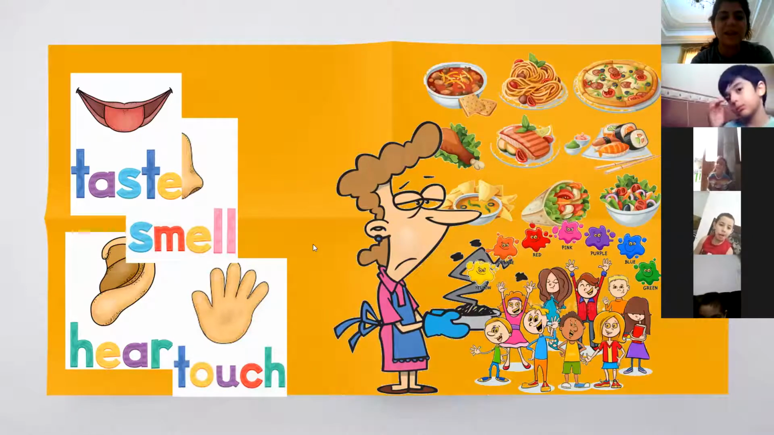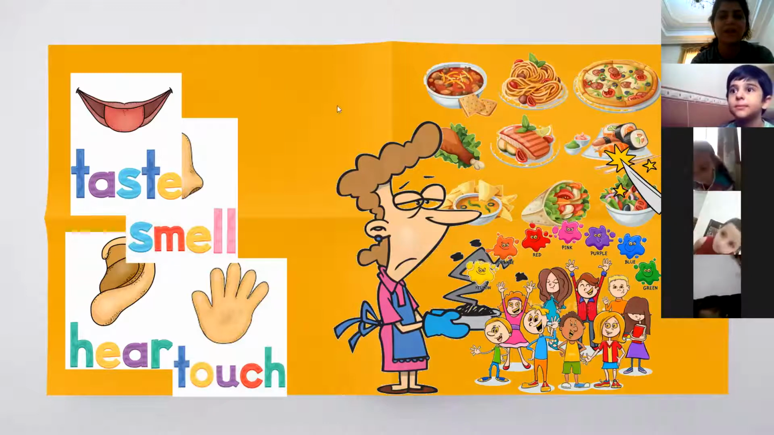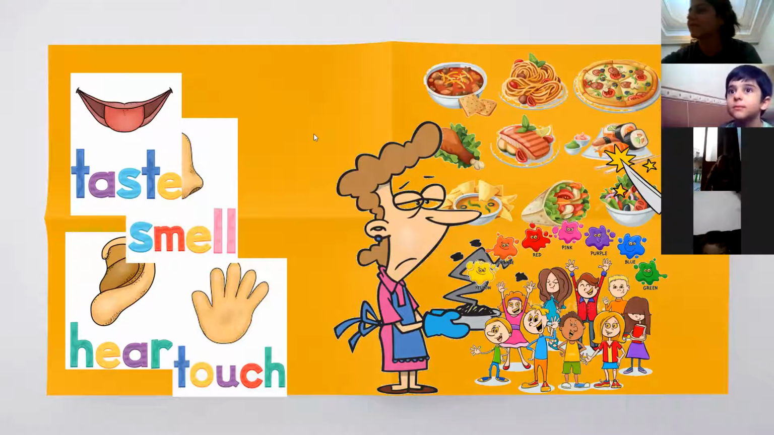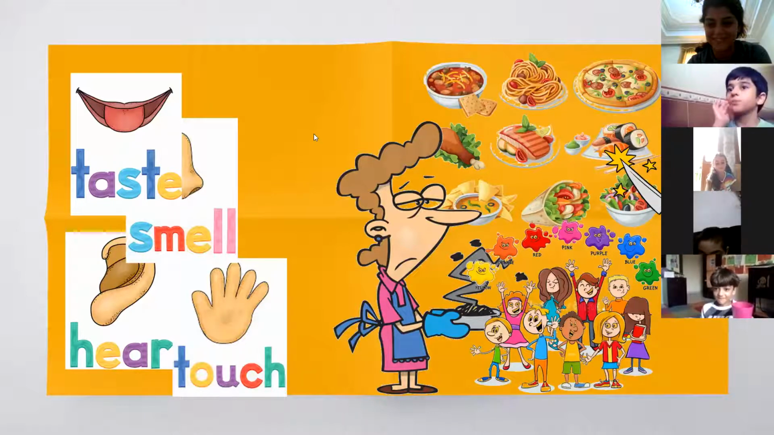Zain, hi. Okay, what did we see? Luna, what did you see now? Hi. Okay, wait for it. Zain, hi. Say hi. Good morning. Say good morning. Good morning. What is your name? Zain.